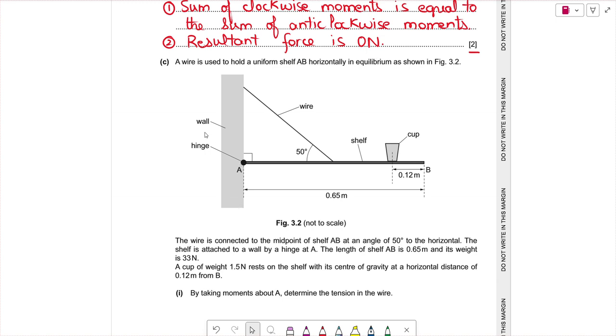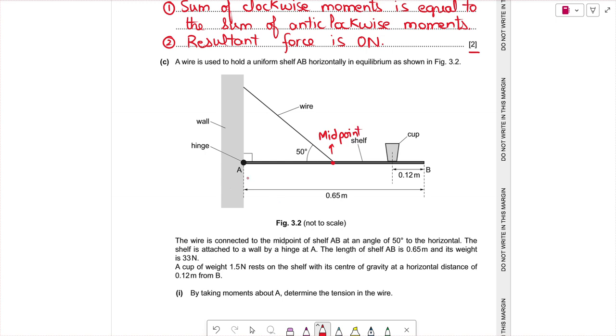A wire is used to hold a uniform shelf. So this is the wire. This is the wire horizontally, and this is your shelf in equilibrium. So the shelf is in equilibrium and is held by the wire. The wire is connected to the midpoint of shelf AB. So this is the midpoint. This is your midpoint.